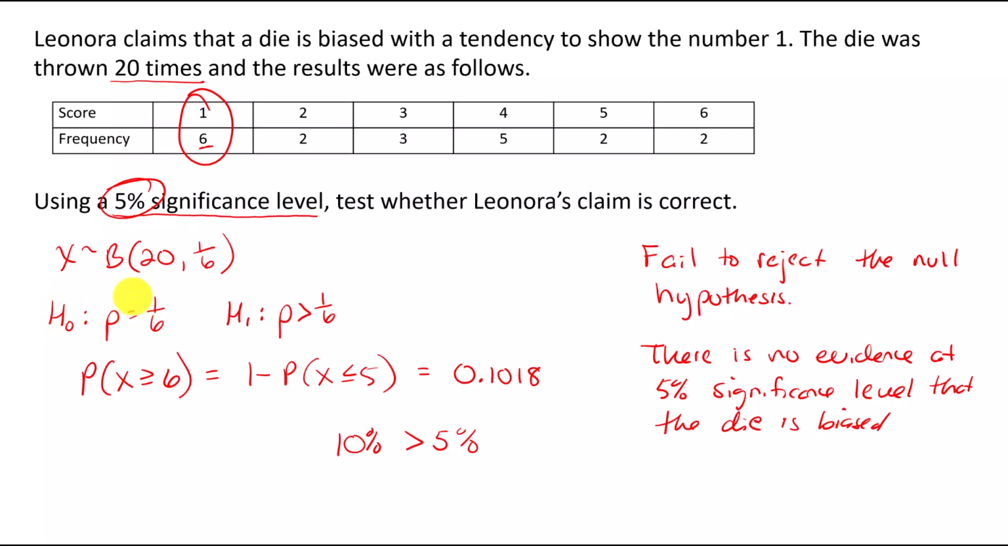Okay, so again, I had to determine what my probability of success was. I had to state a null hypothesis, which is what we expect the probability to be. This is what we're claiming, or what the alternative is. And then based on how many times this one came up, I was finding the probability that x is greater than or equal to 6. And because this probability, this percent, is greater than my significance level, I fail to reject the null. Okay, let's look at another example.